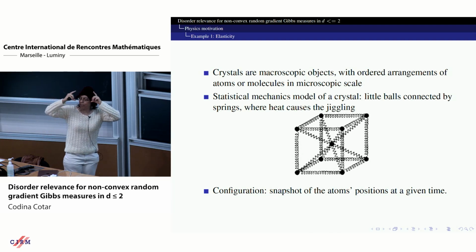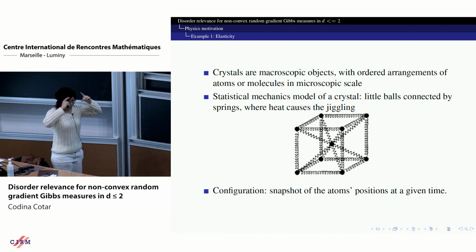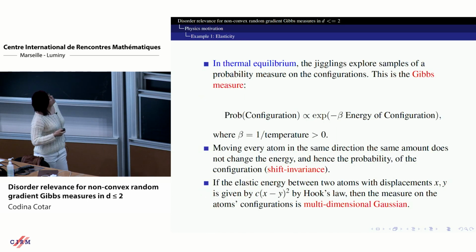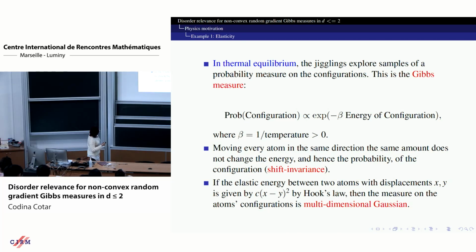So if I were able to have a camera, and I could take pictures of my systems, I could, for example, take pictures of the atoms' positions at any given time, and I can take lots and lots of pictures, and this will give me samples of a probability measure on these configurations, and this is the Gibbs measure. For every configuration, the probability of this configuration is exponential of minus beta times the energy of the configuration, and beta is the inverse temperature, so it's 1 over temperature, and it's positive, or sometimes it's 0.